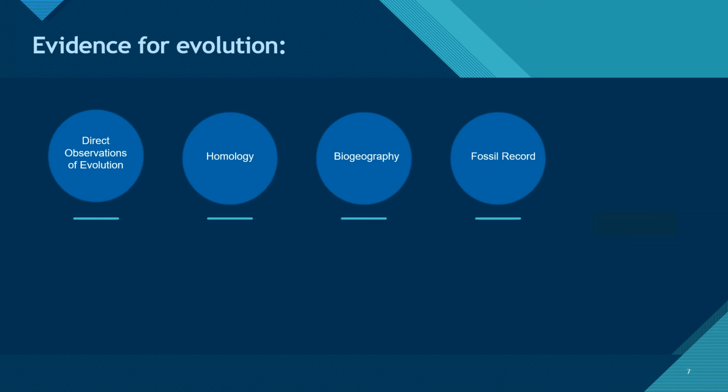So the evidence for evolution. There's 4 pieces of evidence that Darwin found and everybody collectively came to an agreement on. So that is direct observations of evolution, homology, biogeography, and fossil record. So let's talk a little bit about those.